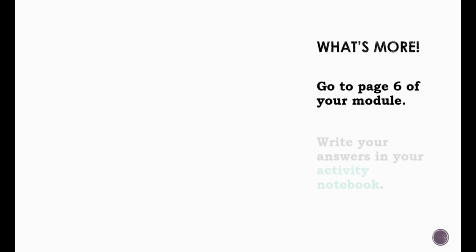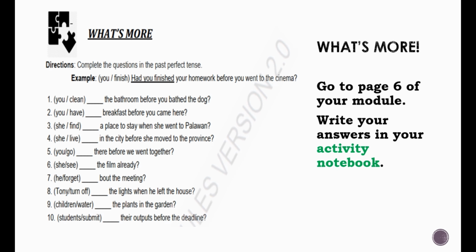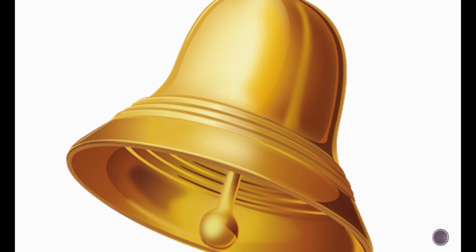Now let's apply what you just learned about the past perfect tense. Go to page 6 of your module and write your answers in your activity notebook. Complete the questions in the past perfect tense. Like for example, you finished your homework before you went to the cinema? Changing it to the past perfect tense, it becomes, had you finished your homework before you went to the cinema? Now it's your turn to answer the rest. Are you ready? Let's go!